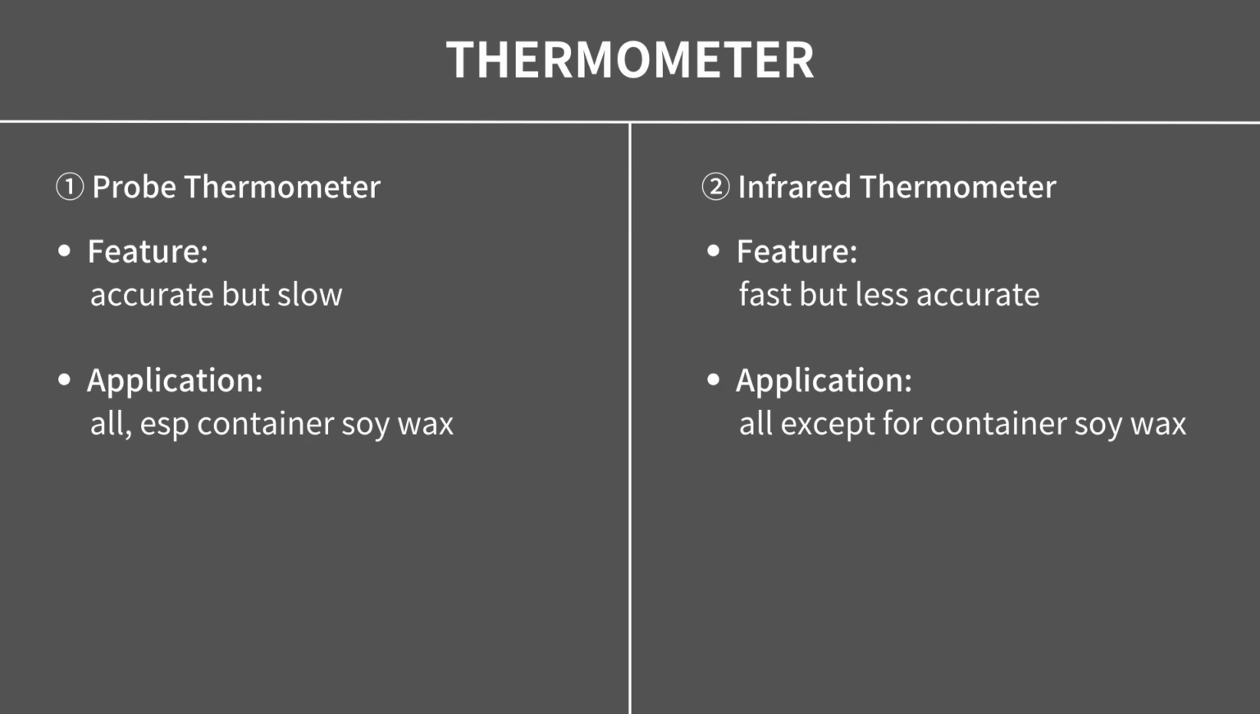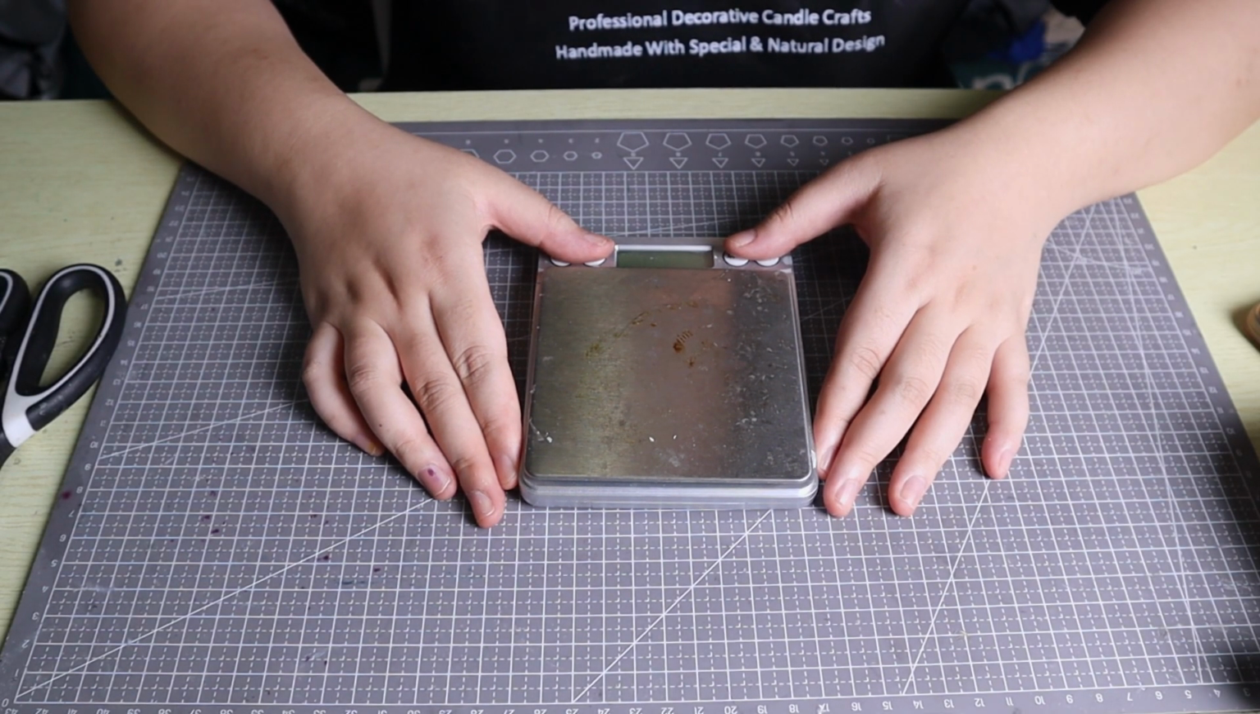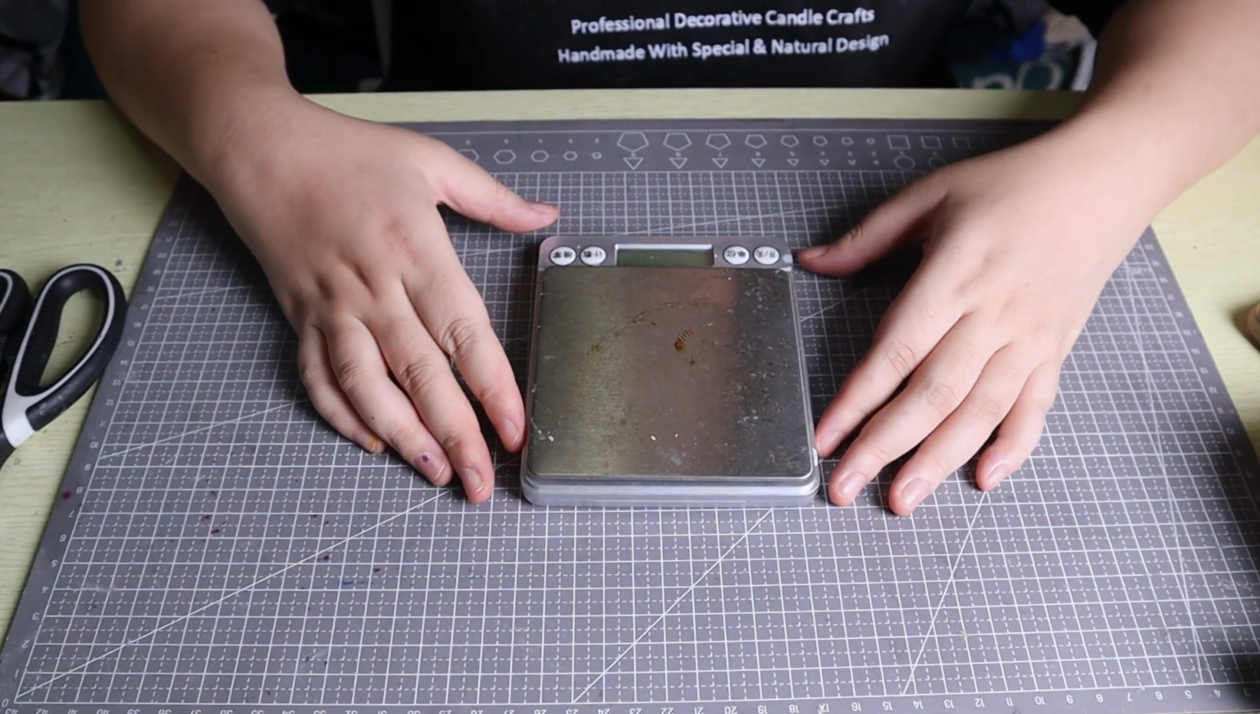Pure container soy wax is very sensitive to temperature, and inaccurate temperature measurement may cause defects. Therefore, it's recommended to use a probe thermometer when making a container soy candle. For other pillar candles or object candles, an infrared thermometer can be used, or a probe thermometer can also be used, but the measurement speed will be slow. The fifth tool is a kitchen electronic scale, and it must be accurate to 0.1 gram.